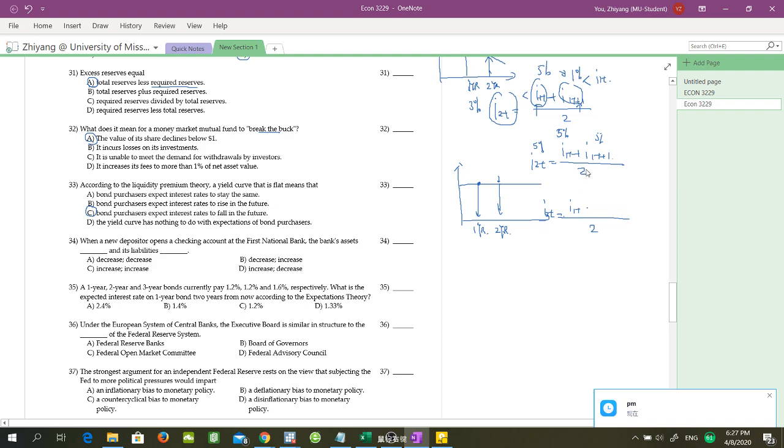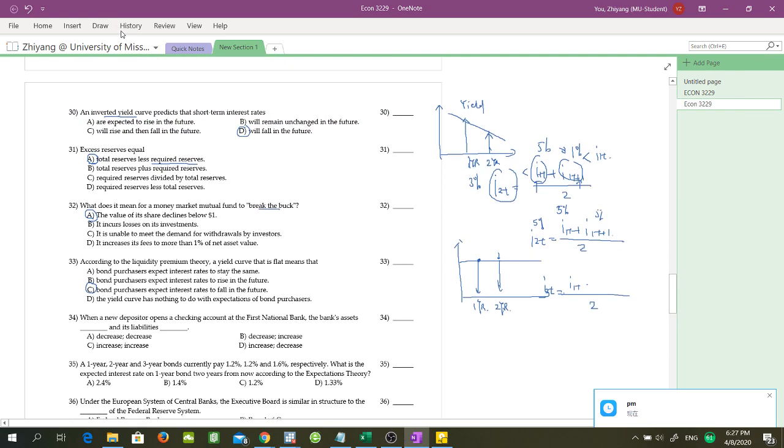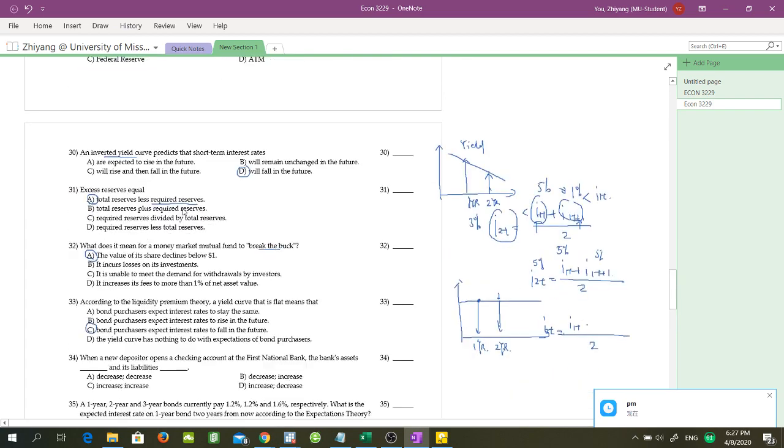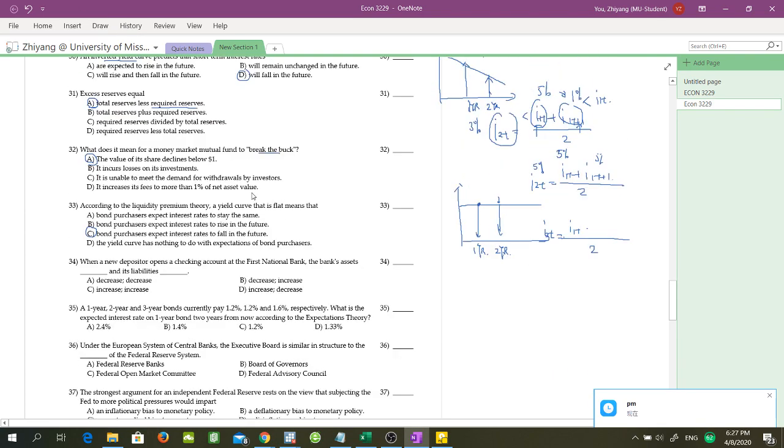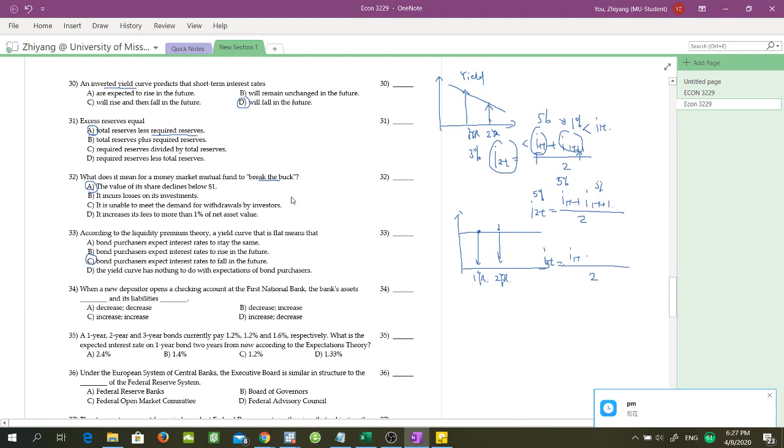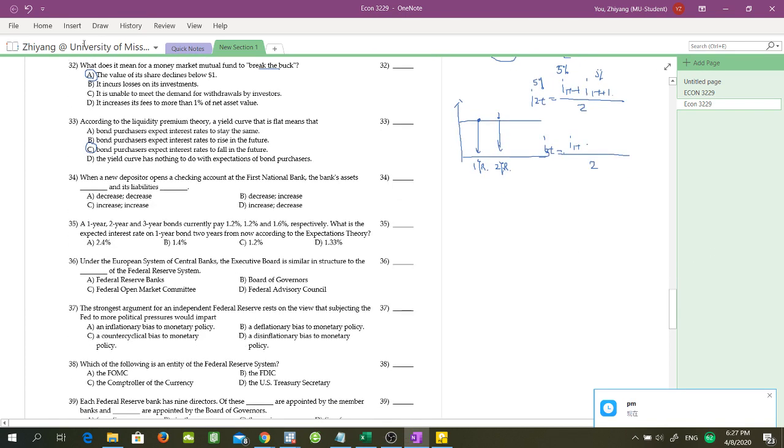And this is, oops, lost the drawing function. Yes, oops, what's going on? Okay, can I write on it? I guess not.